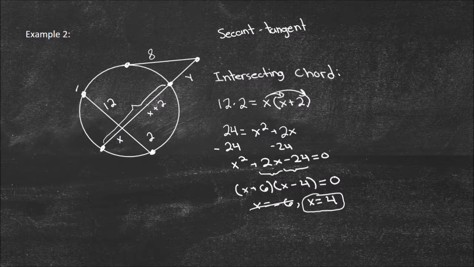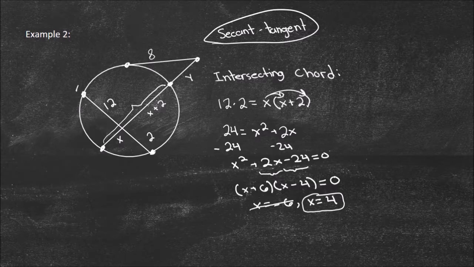We also have to do the secant tangent rule that we noticed early on in the problem. So the secant tangent rule says that if I take the length of the tangent and square it, so 8 squared, that needs to equal the length of the entire secant, which is this whole thing. Sorry, that was really badly drawn. The whole length of that secant, which I know now, I know the x, but I don't know y.